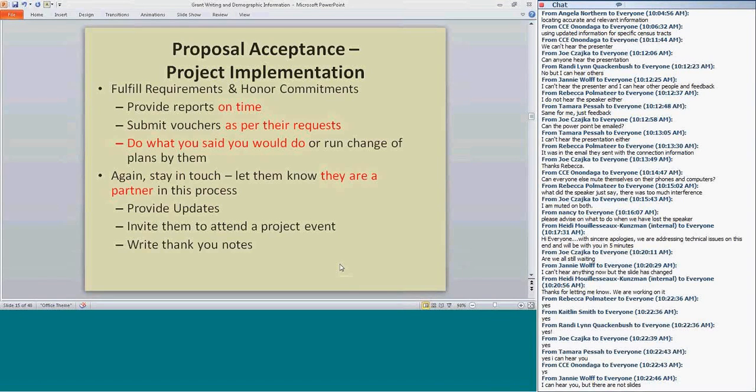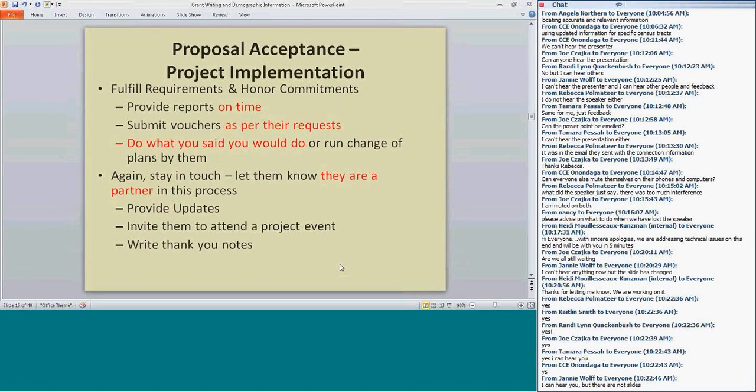Or if for whatever reason you get in the middle of a project, you're assessing where and how it's moving forward, you're finding something isn't working, and you need to change plans, run that change of plan by them and make sure it fits with their goals. Again, it's just thinking of treating them as a partner that you'd want to be treated as.